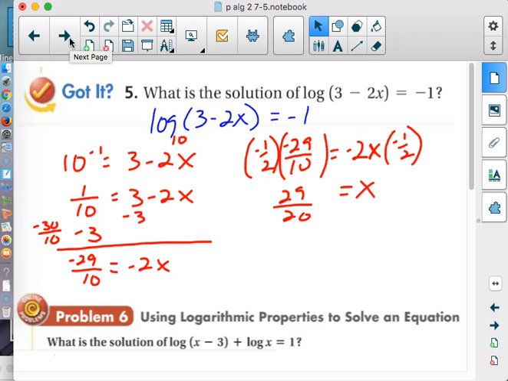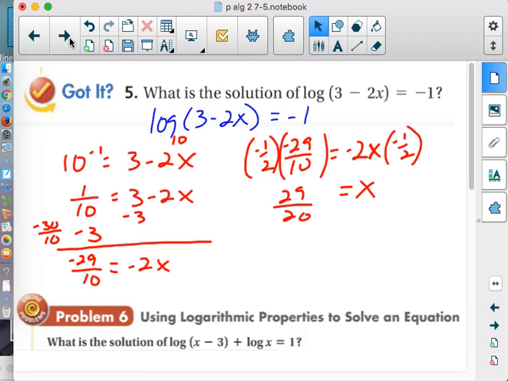Now let me show you, because you wouldn't have to do any of those fractions by hand if you didn't want to. You could punch in 10 to the negative 1. You could even write it down as a decimal at this point. It wouldn't matter. Subtract 3. Divide by negative 2. Math number 1. There it is. So you wouldn't have to do any of that fraction stuff by hand if you didn't want to.